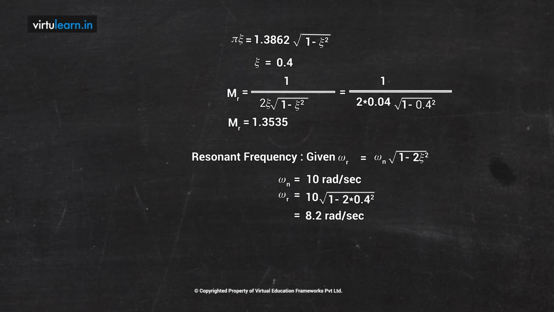Similarly, we can find the peak time. So peak time is pi by omega d. We already said that omega d is omega n into square root of 1 minus zeta square. So it goes pi divided by 10 into square root of 1 minus 0.4 whole square. So it gives 0.3432 seconds, which is the peak time of the system.